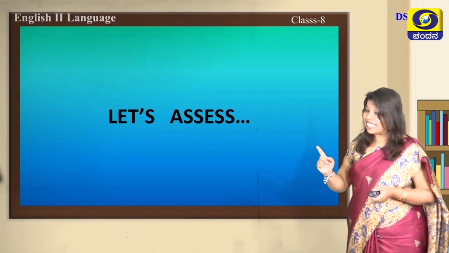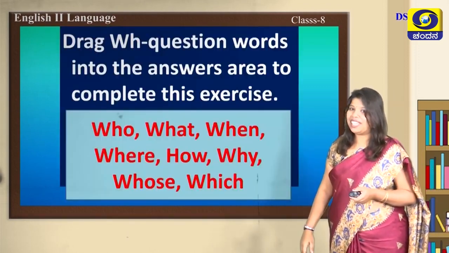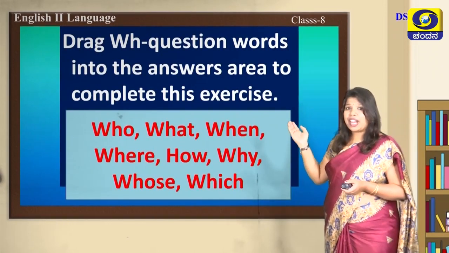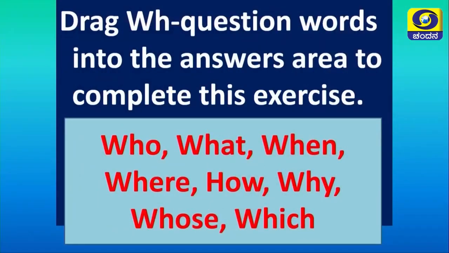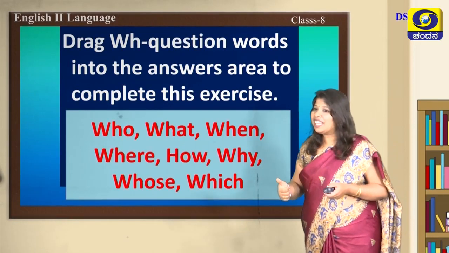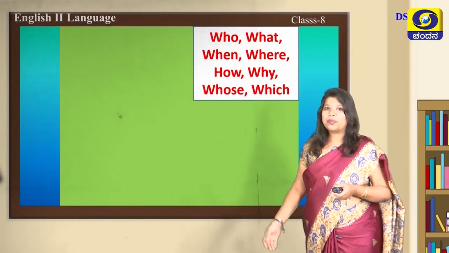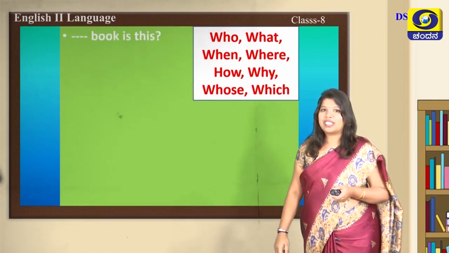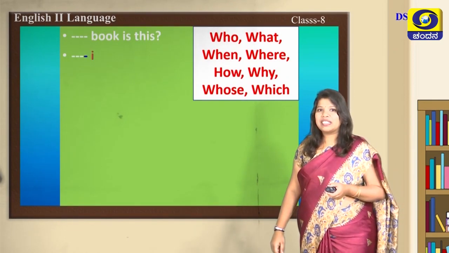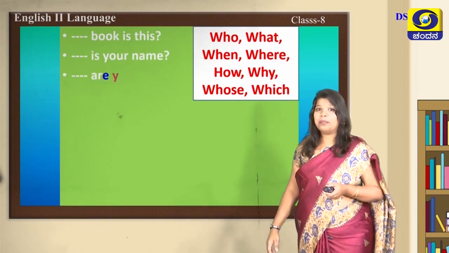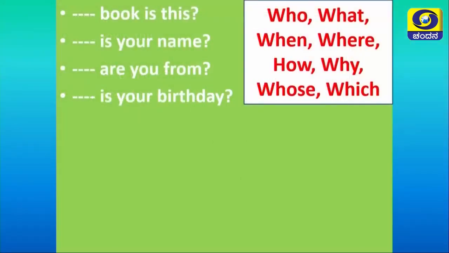Now, let's assess how much you have learnt, okay? You need to drag WH question words into the answer area to complete this exercise. Who, what, when, where, how, why, whose and which. Are you all ready, children? So, your question starts now. Write down these questions, children. Dash book is this? Dash is your name. Dash are you from? Dash is your birthday.